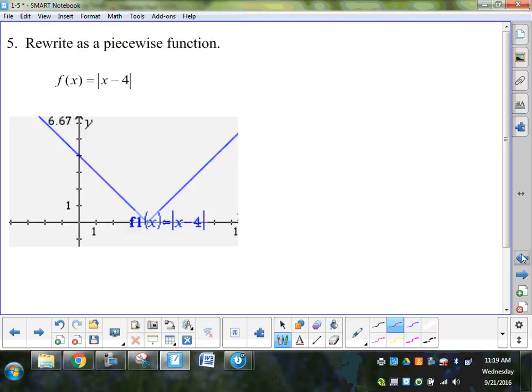Let's go back now and look at a different one. Here is the graph of the absolute value function f of x equals the absolute value of the quantity x minus 4. I need to break this up into a piecewise function. This graph isn't included, so you may want to include a sketch of it.